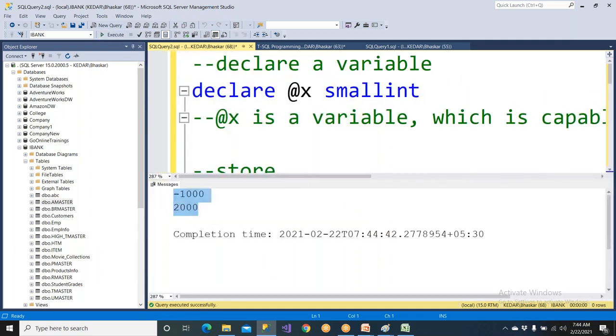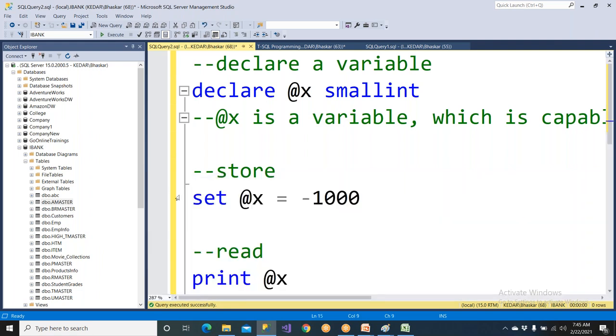It does not mean that a variable is having two values. No, it is having only one value. So these are the small things that you should understand. Clear? So these are the things you need to understand. So that's what is very, very important. Clear, guys?